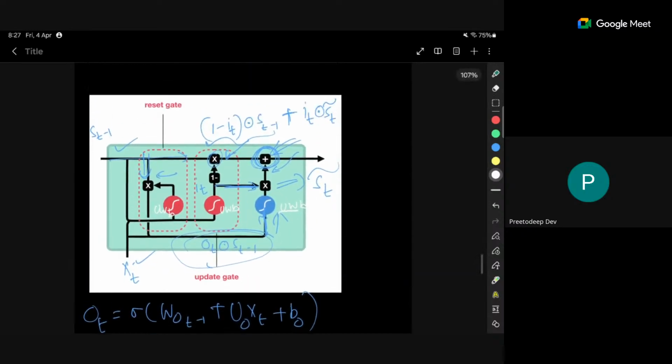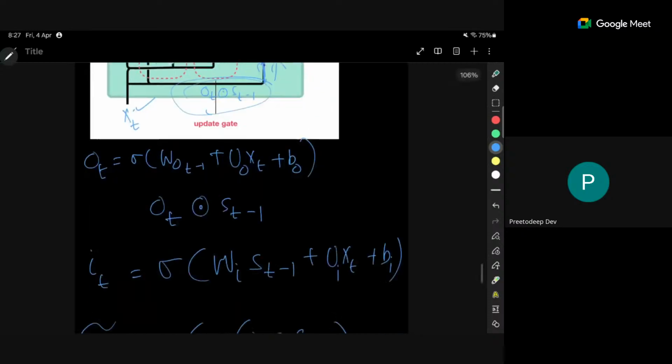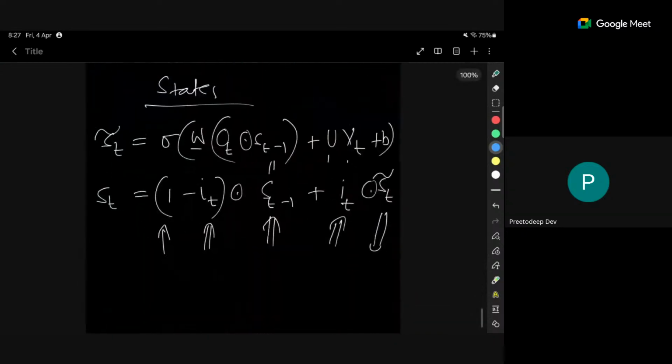This will produce ST, and it will go to the next time step. You don't have to understand backprop for this, but just think that backpropagation is happening. This whole thing is a recurrent, and it will go to the next. Then you'll do the backpropagation. This ST you will also use for prediction. So that's how GRU works.